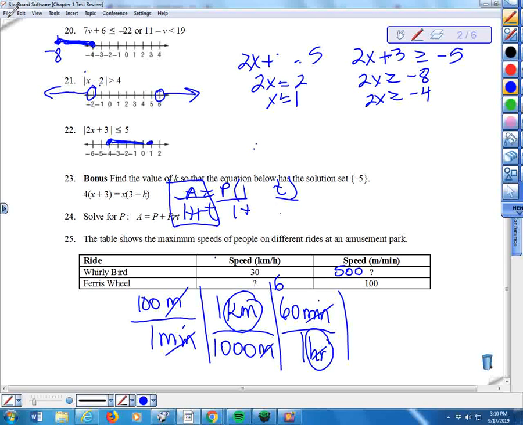I did that one wrong, the last question. I converted the whirlybird and the Ferris wheel to centimeters. Well, that's fine. It's just more work. I didn't answer the question on what was fastest and slowest. You're just supposed to compare them, I guess. Oh, that's what compare means. I compared it mentally. Okay, let's go back to the bonus.